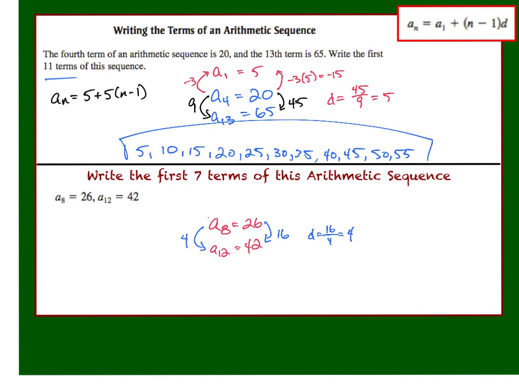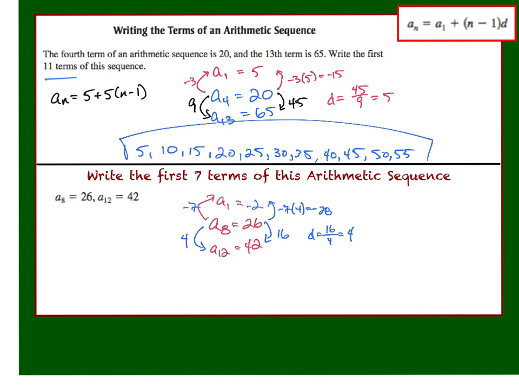Now, I personally like to go back this way. And so, if I get from a sub 8 to a sub 1, how many terms did I go? I went -7 terms. All right. So to go back that way, I'm going to take -7 and multiply it with 4, which is -28. So 26 plus a -28 gives me -2.